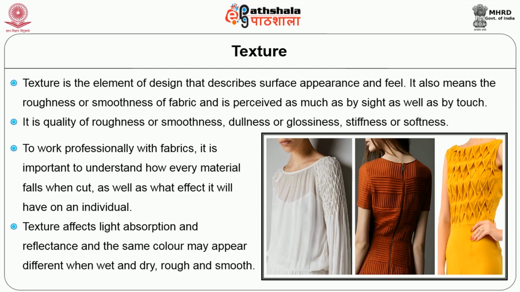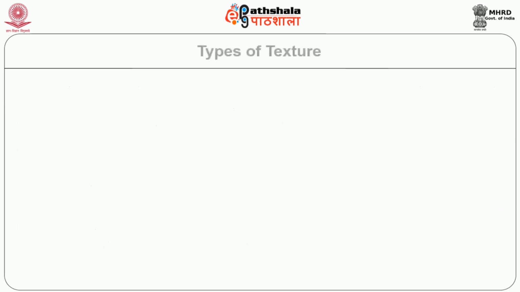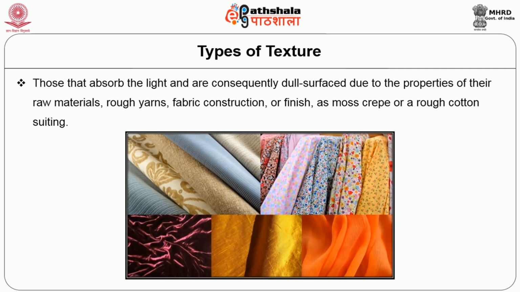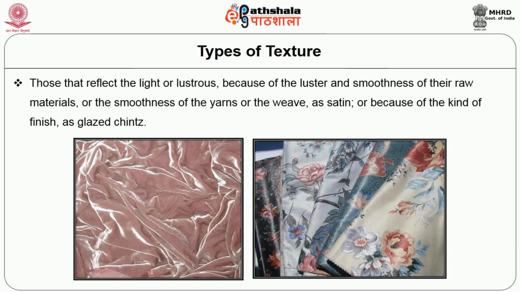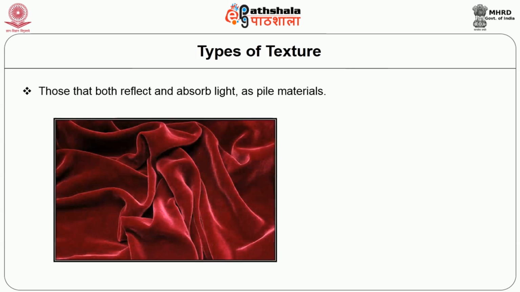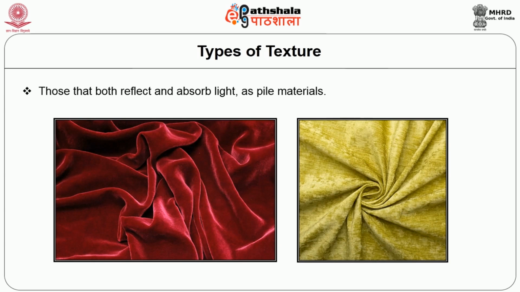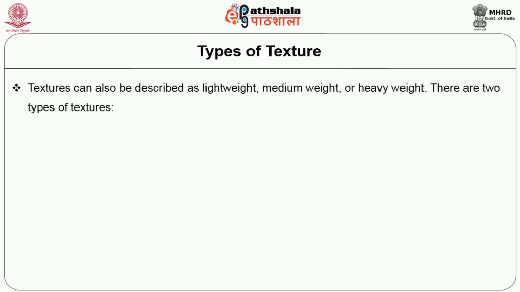So the determinants of texture may be discussed. The types of textures may be divided into several classes. Those that absorb the light and are consequently dull surfaced, due to the properties of their raw material, rough yarns, fabric construction or finish, as in a rough cotton suiting. Those that reflect the light are lustrous because of the luster and smoothness of their raw material, or the smoothness of the yarns or the weave, as in satin, or because of the kind of finish, as in glazed chintz. Those that both reflect and absorb light are pile fabrics, velvet and satin. Textures can be described as lightweight, medium weight or heavy weight.